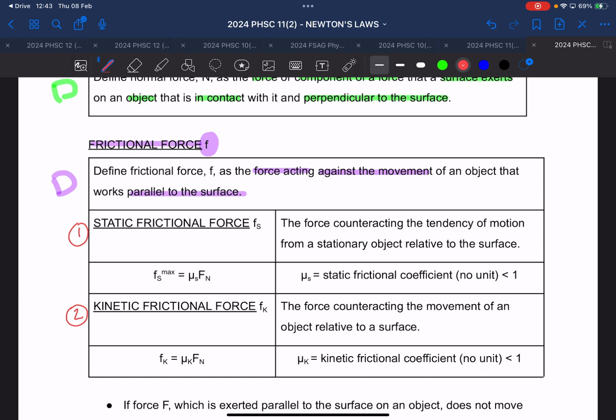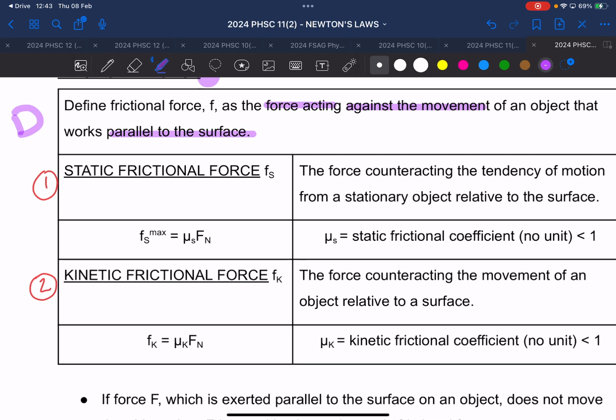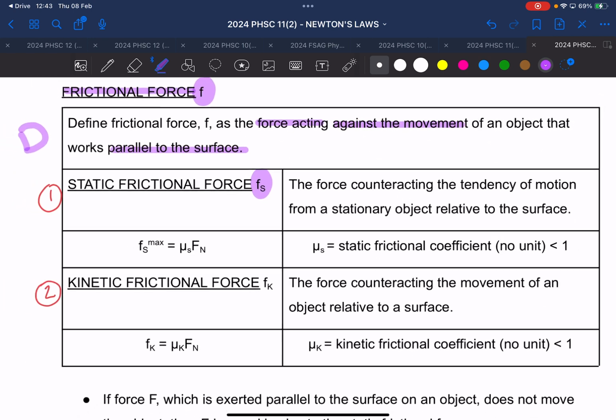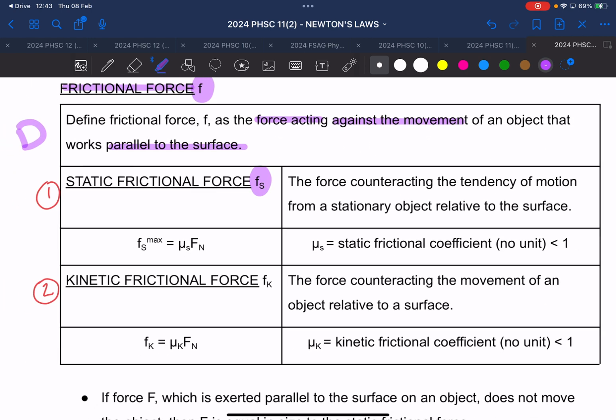Okay. Static frictional force, the symbol for that is Fs. And static means stationary. So the definition there is the force counteracting, preventing, working against, doing the opposite of the tendency of motion. So the object is not moving, it wants to move, but it's opposing that wanting to move. The tendency of motion from a stationary object relative to the surface.